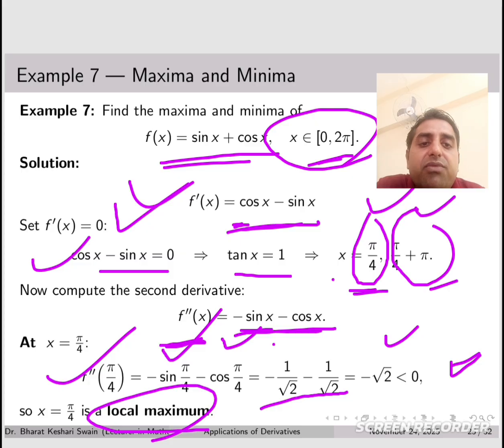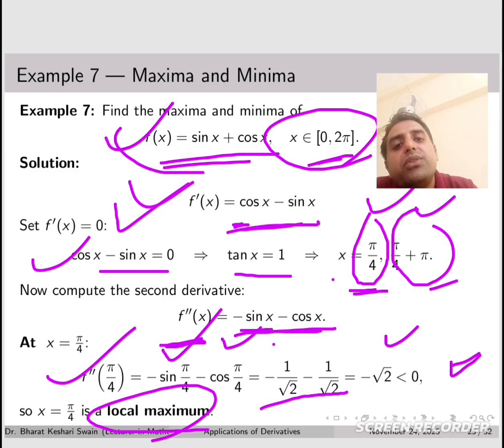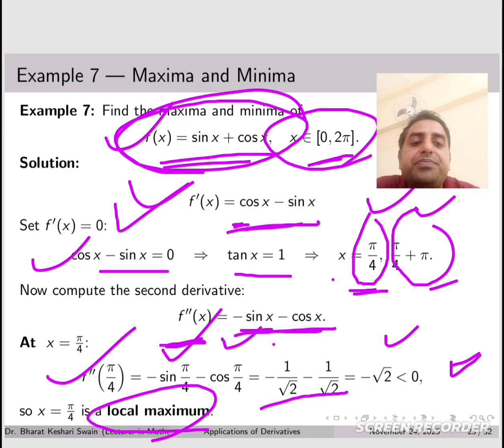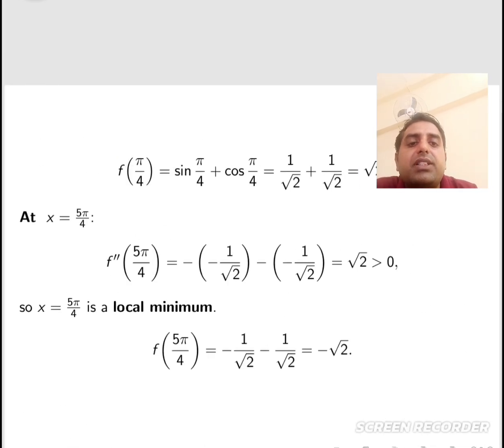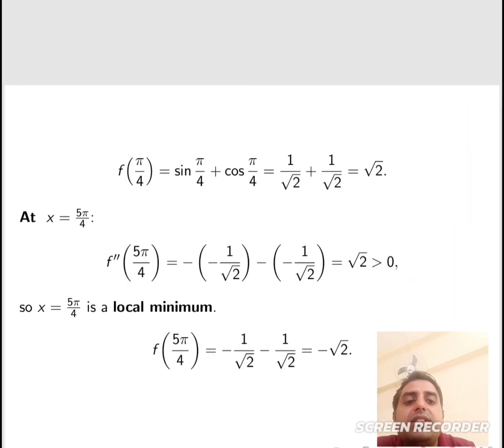So what is the maximum value? Just put pi by 4 in f. The maximum value will be f of pi by 4. Just put pi by 4 in place of x: sin pi by 4 plus cos pi by 4. This is the maximum value.